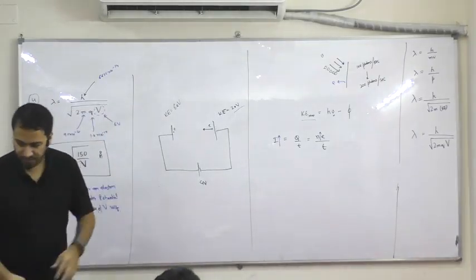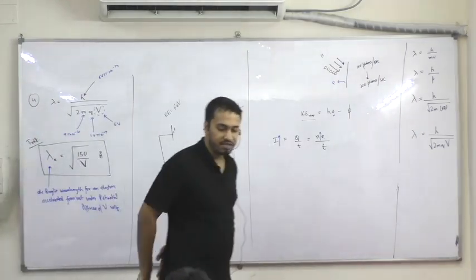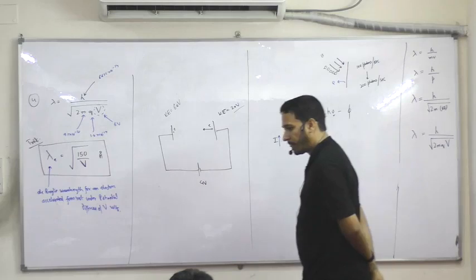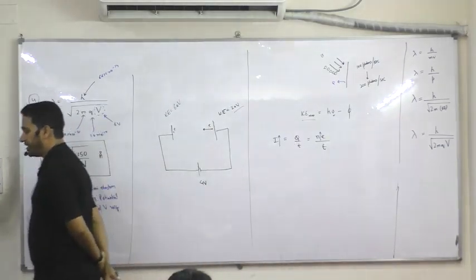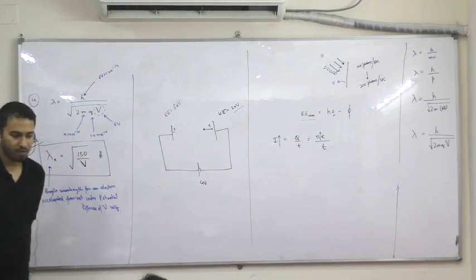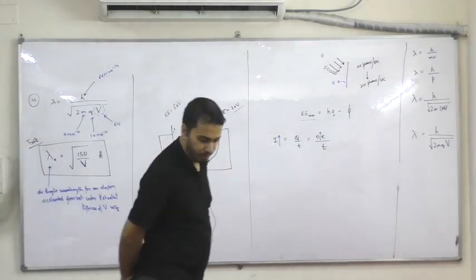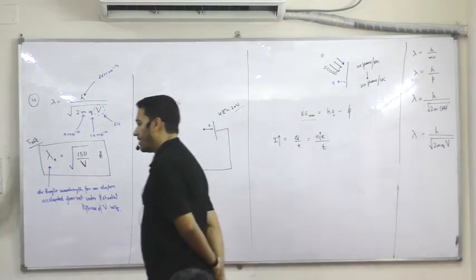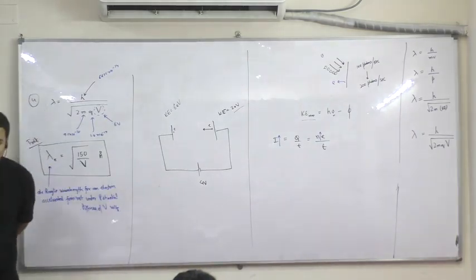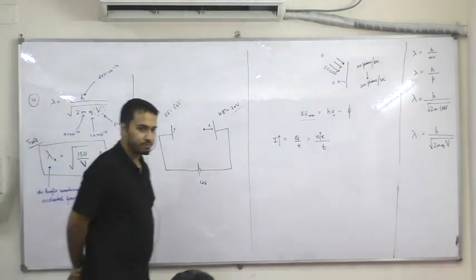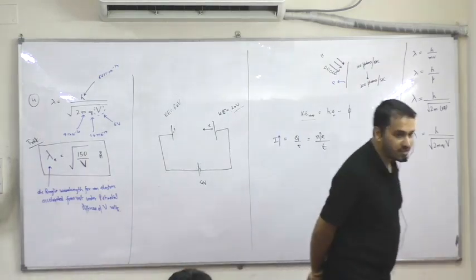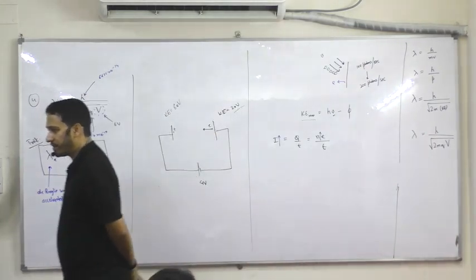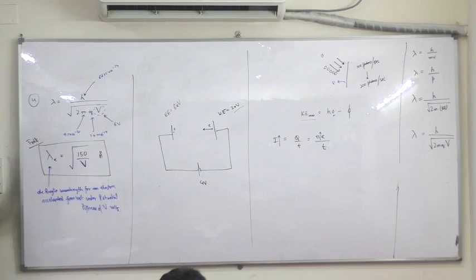Increasing the intensity of incident light will increase the current produced, but not influence kinetic energy.